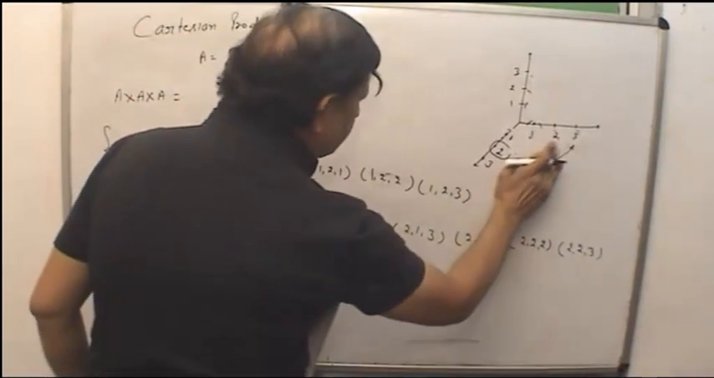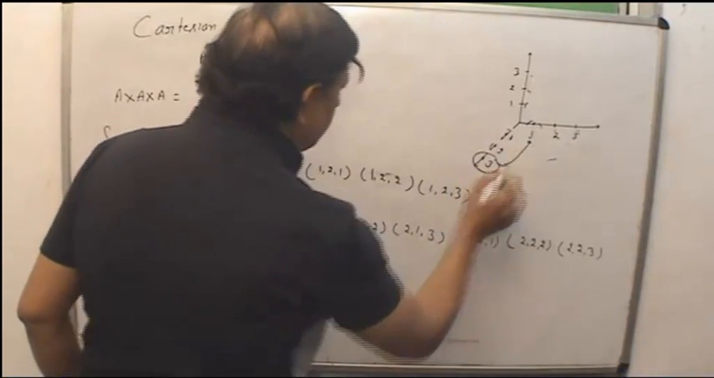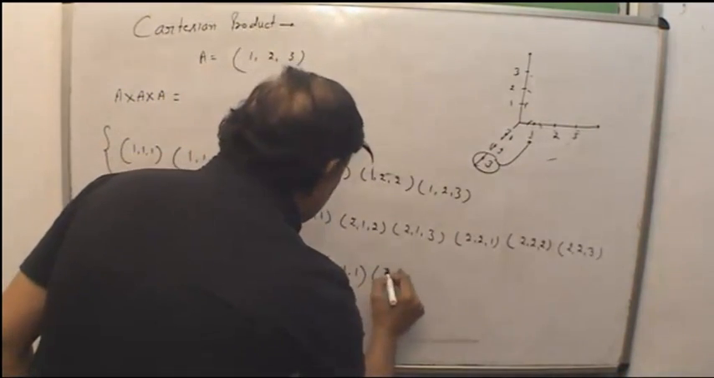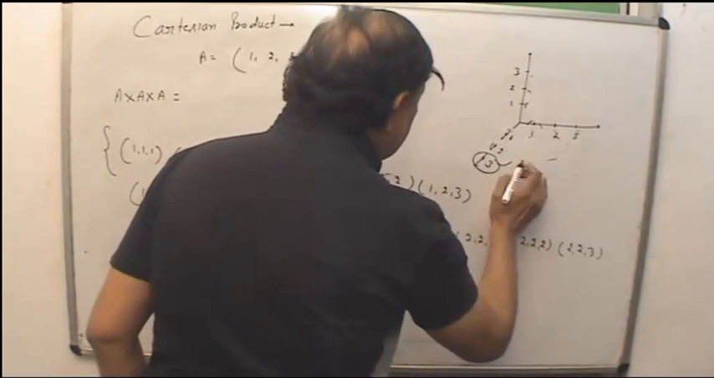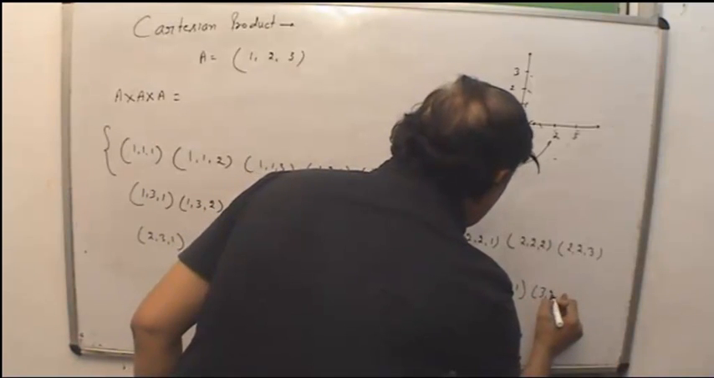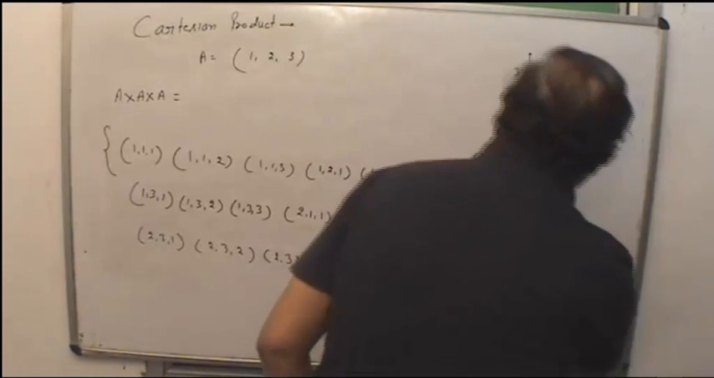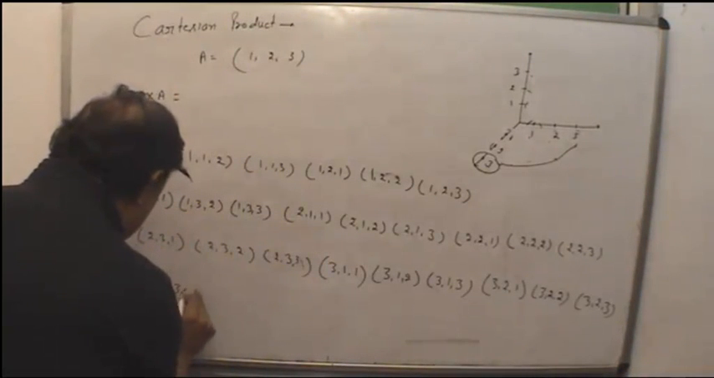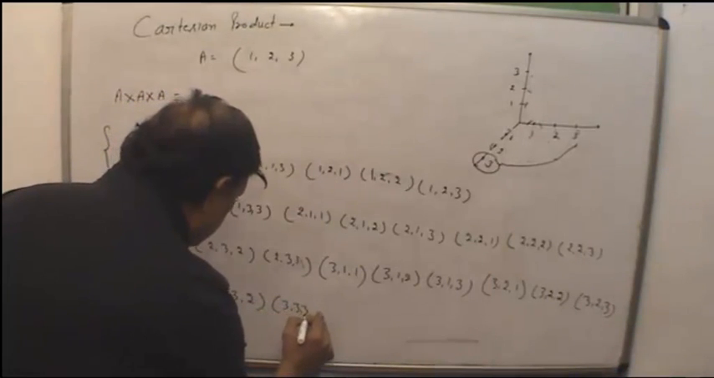Now we change the axis again, the first axis, the x-axis, to 3. Again we start with the same point. It is 3,1,1; 3,1,2; 3,1,3. Then with 2, it is 3,2,1; 3,2,2; 3,2,3. And in the last, it is 3 with 3: 3,3,1; 3,3,2; 3,3,3.